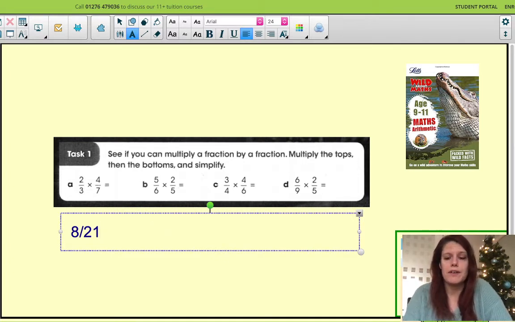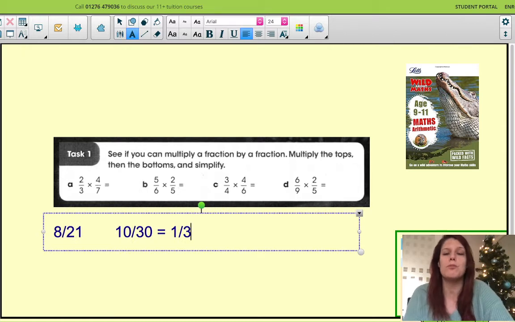Now for B, we have 5/6 times 2/5. That ends up being 10/30, which we can then also simplify to become 1/3. So remember, to simplify, you are finding a common factor that goes into both the numerator and denominator, and the numerator and denominator can then be divided by that same common factor.